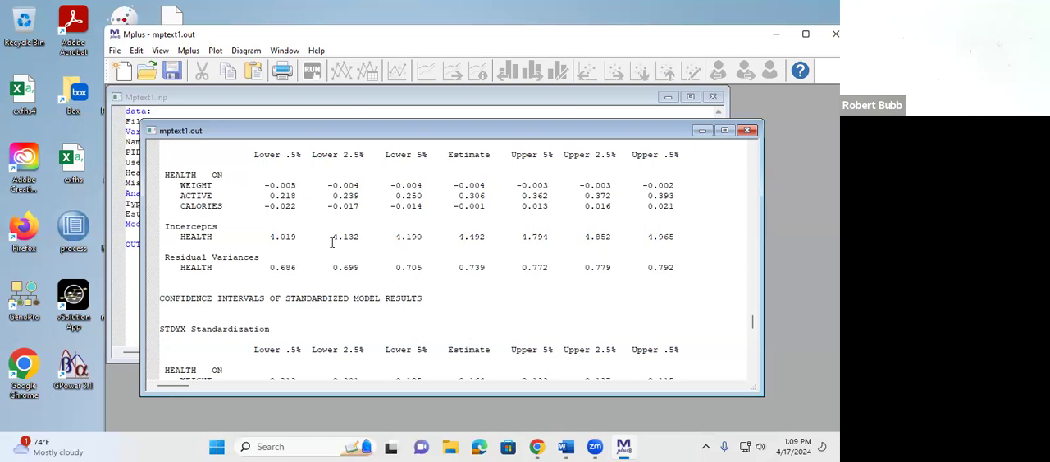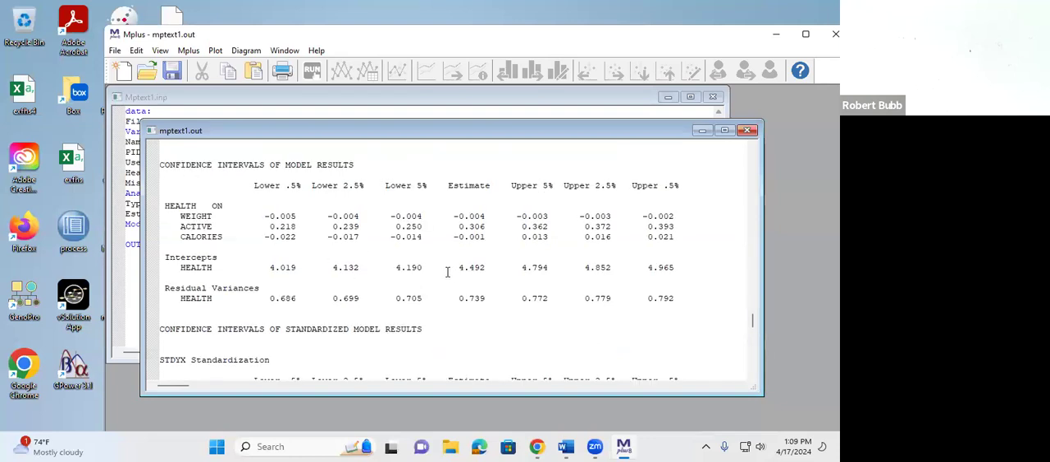Okay, so just note that in this case, because it's nominal, we're talking about a mean difference that you have to talk about in terms of mean, not in terms of scale. Not on the continuum, categorical. Okay, and then weight and calories would all be the same as before, because those are continuous variables.